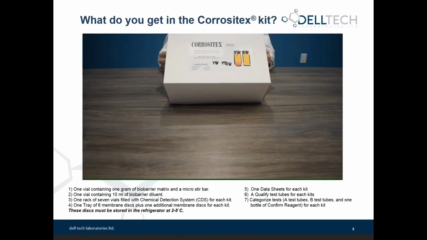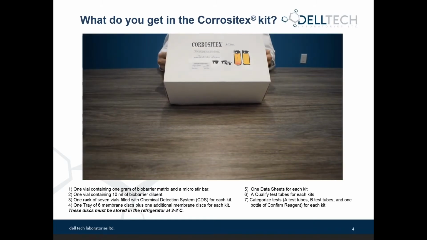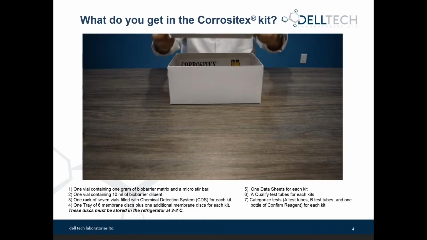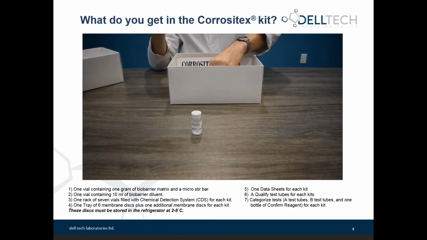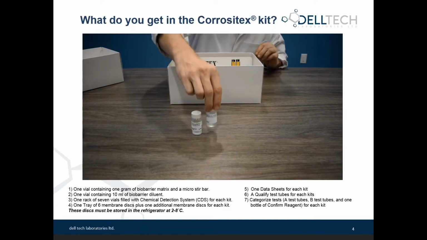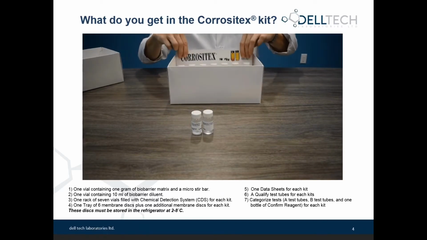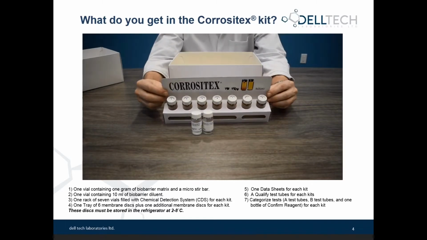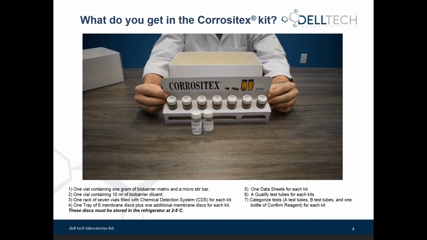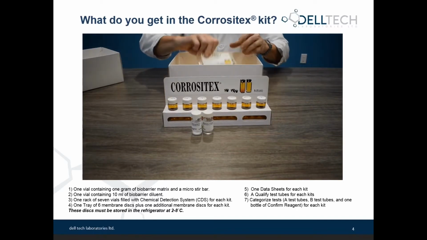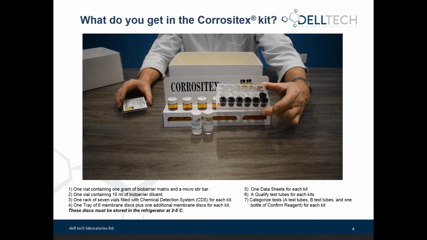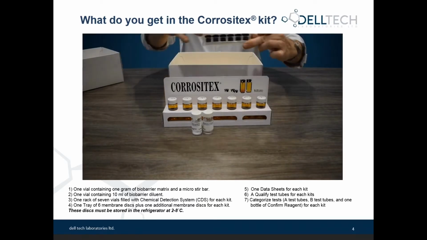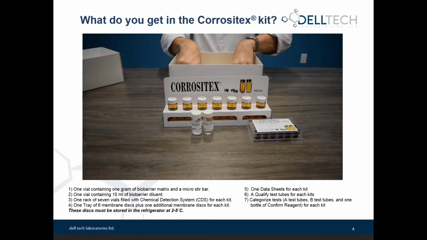This video is an unboxing of what you will get in the kit. Each kit for each sample will come with one vial of BioBarrier matrix with microstir bar, and a vial of the BioBarrier diluent. You get a rack of 7 test vials: 4 for your test sample, 1 each for positive and negative control, and a 7th as an extra for a negative control. You'll also get a tray of the membranes. Similarly, you get 4 for the sample you're testing, 1 each for positive and negative control, and a spare.